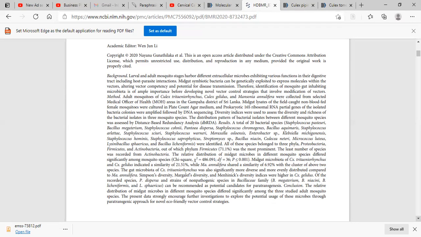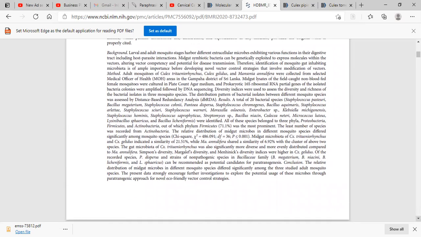It also has potential for disease transmission. Therefore, if we identify the microbiota inhabiting the mosquito gut, it will give us an important basis before developing a novel vector control strategy, which enables the modification of the vector. So how was the method of the study?